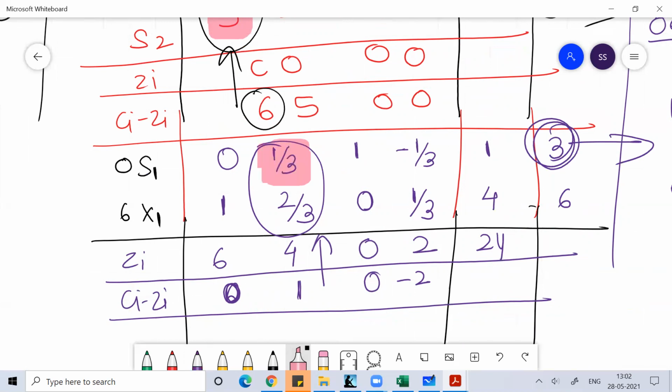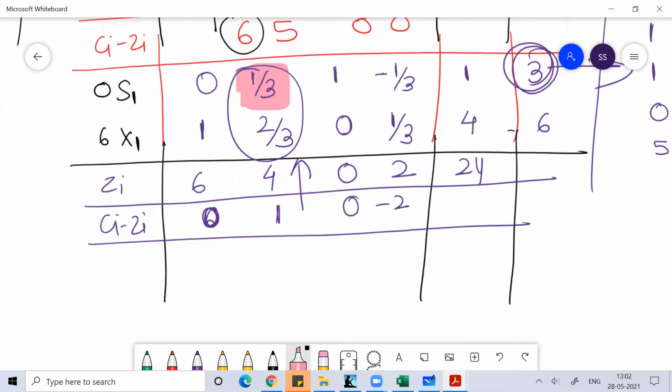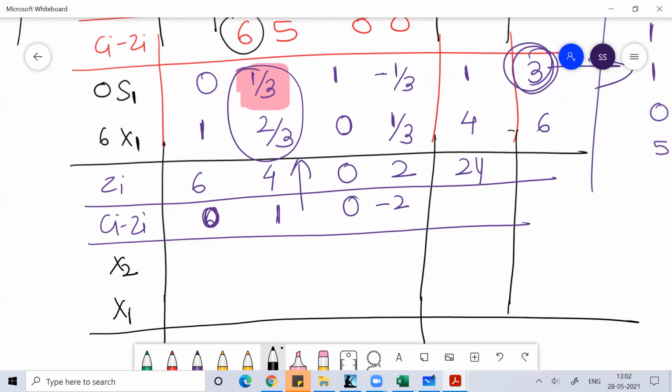The value corresponding to the column which is entering and the row which is exiting is called the pivot element. Here the pivot element is in the S1 row. So in place of S1 I'll write x2. Here there was already x1, and the x1 coefficient was 6. The x2 coefficient would be 5. The pivot element is 1 by 3, so divide everything by 1 by 3. Then it would be 3, then this would be minus 1, and then this would be 3.